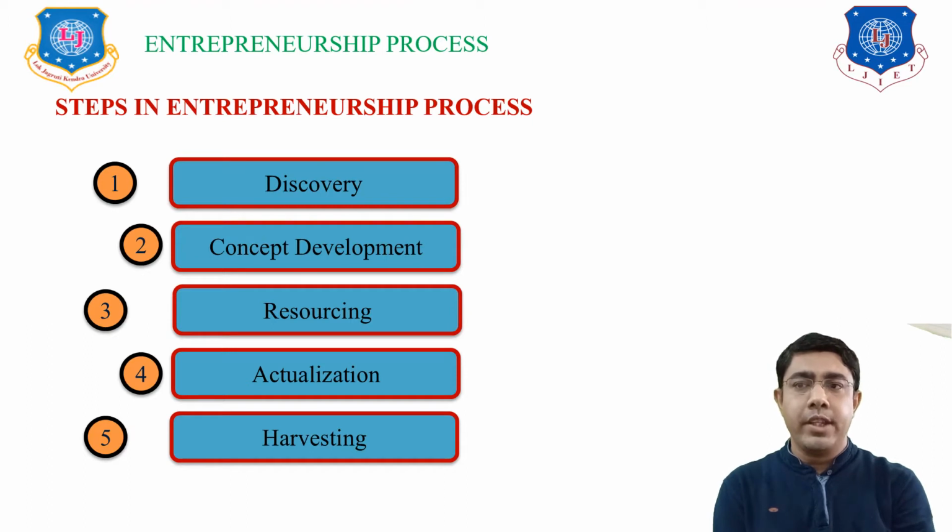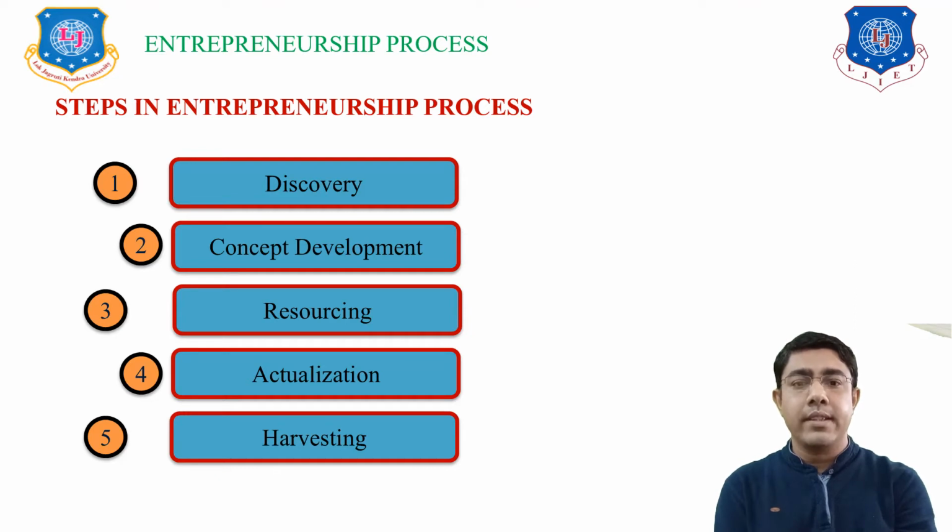There are 5 steps in the entrepreneurship process. First is discovery, second is concept development, third is resourcing, fourth is actualization, and fifth is harvesting. As we all know, entrepreneurship is the starting of a new business or venture and carries higher risk. The first step is discovery, where the ideas of entrepreneurs are discovered.